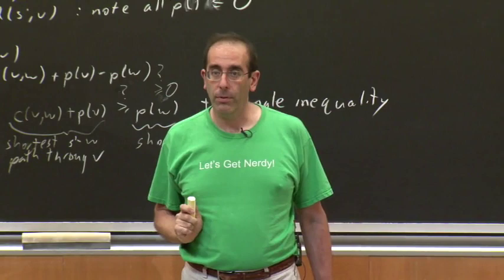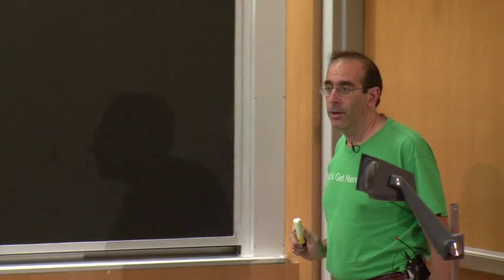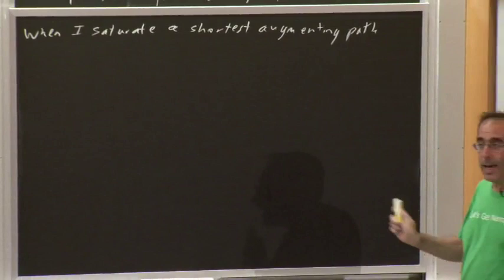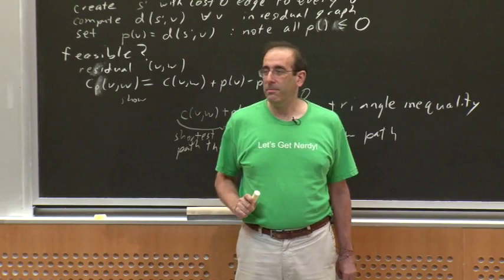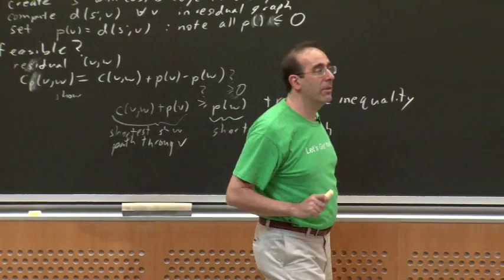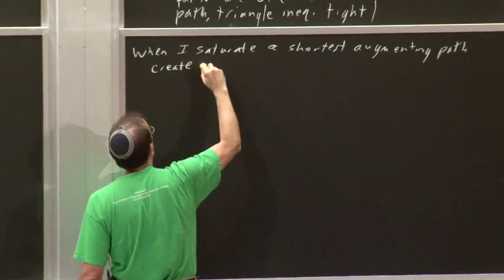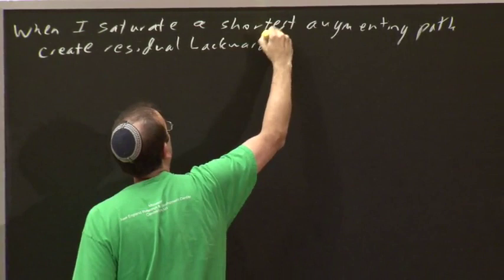But now let's think about our special case. Can that happen? So when I saturate a shortest augmenting path, can I create a negative cost cycle? I claim the answer is no. What residual edges get created when I saturate this path? You'll create edges that go backwards along the path you just took. Create residual backward edges on my path. Okay, that's a little worrisome.